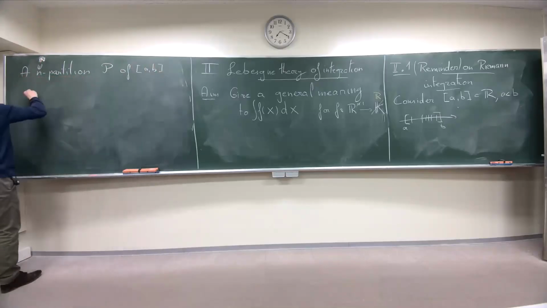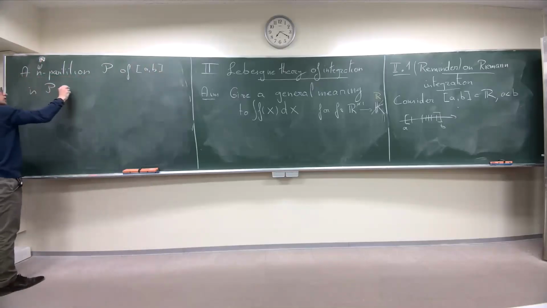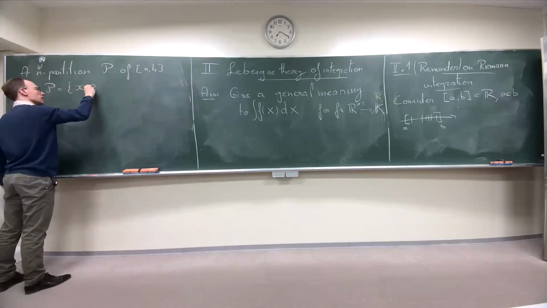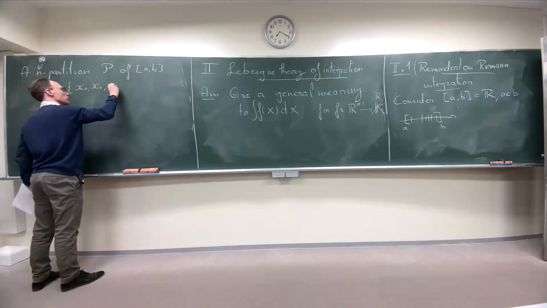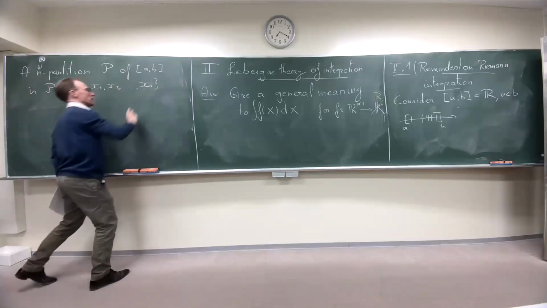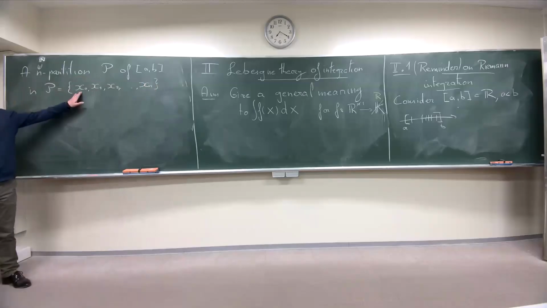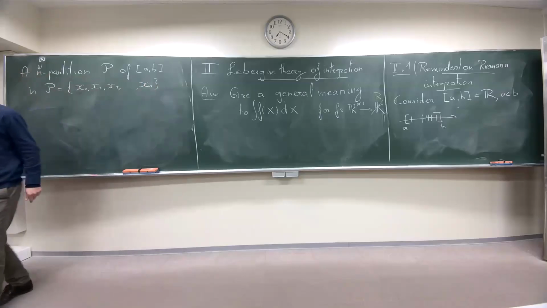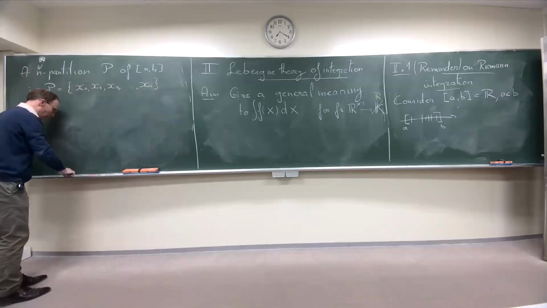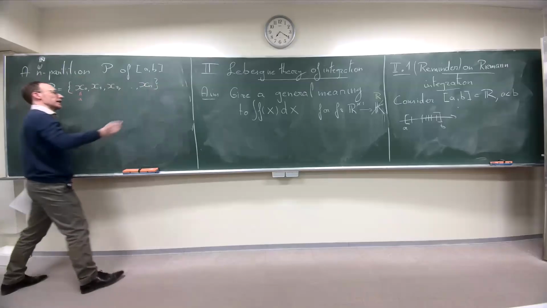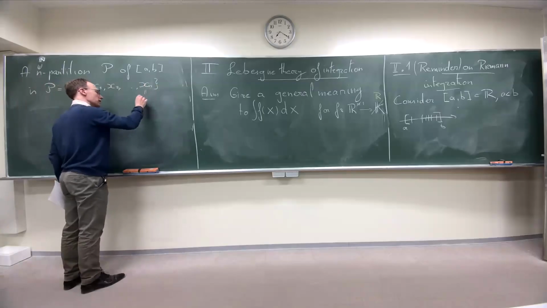is P equal to x0, x1, x2. It's n points, sorry, n plus 1 points. Check if I start at 0, we have 1, 2, 3 up to n, but it makes n plus 1 points. And I impose that x0 is A, and I impose that xn is B.